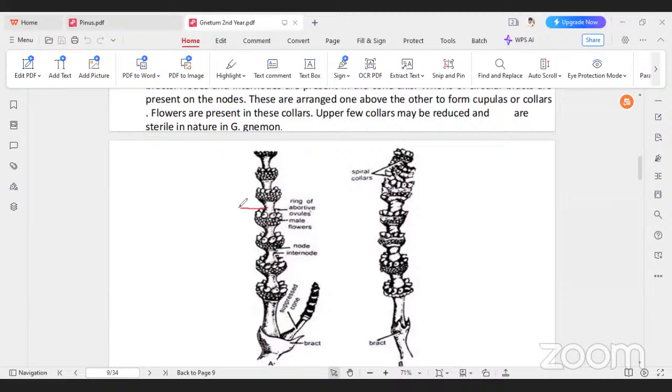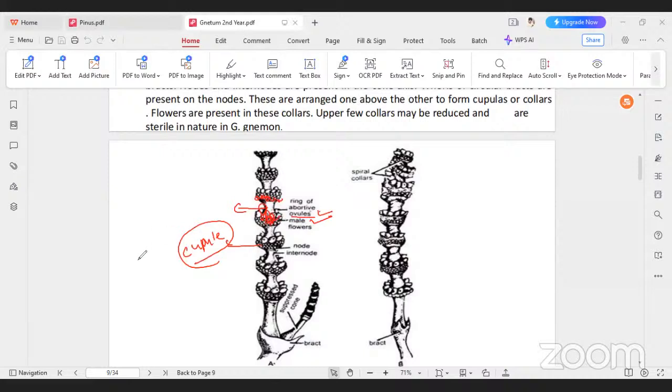This is the internode. This is the node. In the node region, a group of bracts is there. So this group of bracts is called the cupule. From these cupules, a ring of abortive, that means sterile ovules, arises along with the fertile male flowers. So these are the male flowers that arise. Male flowers also arise like this.